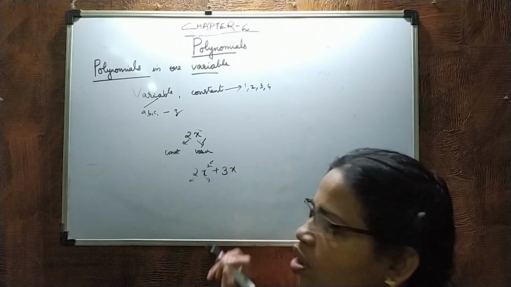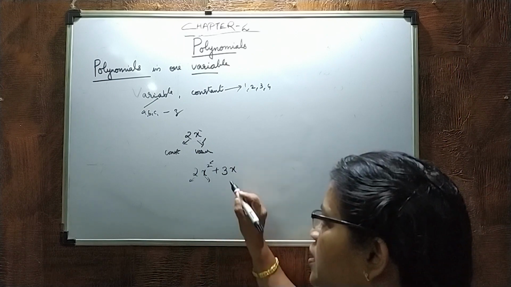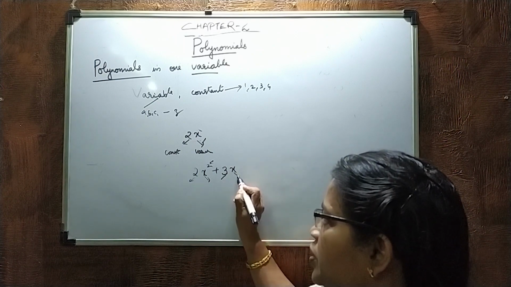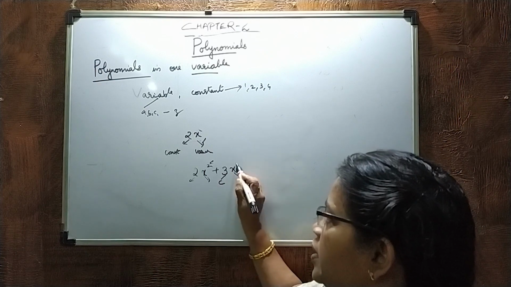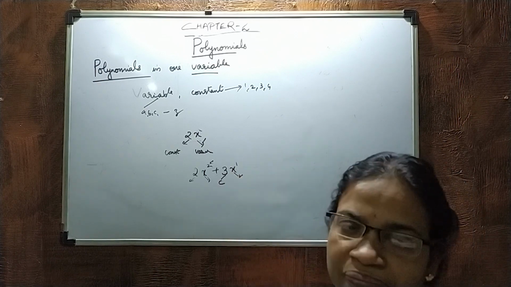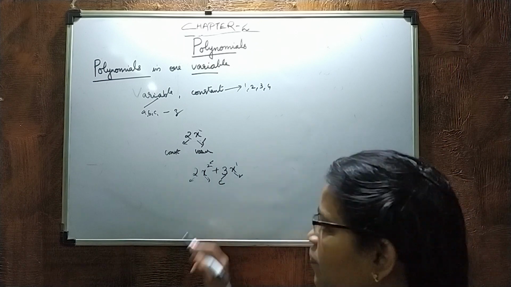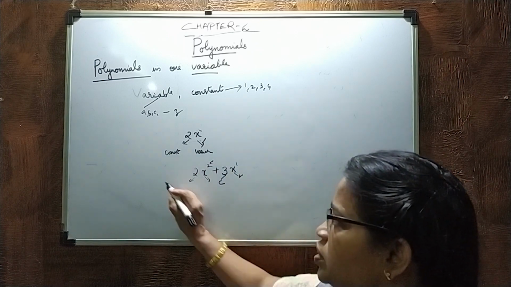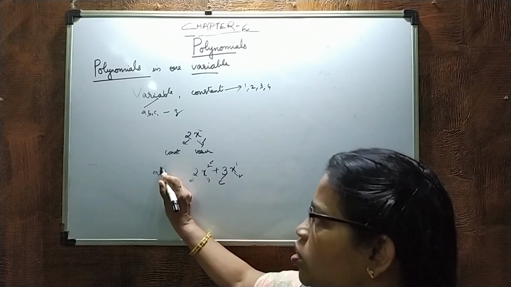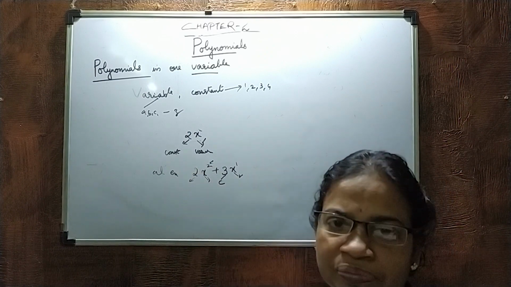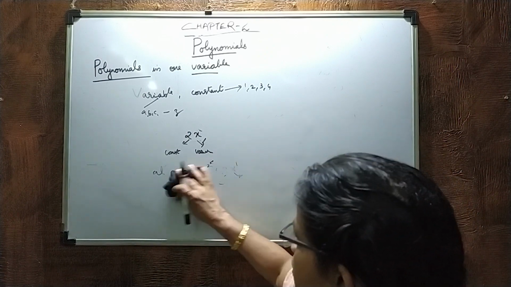Joined with the other algebraic expression, it is 3x. 3 is also a constant, here it is a variable, and here also the exponent is 1. And we have added both. This is also an example of an algebraic expression.